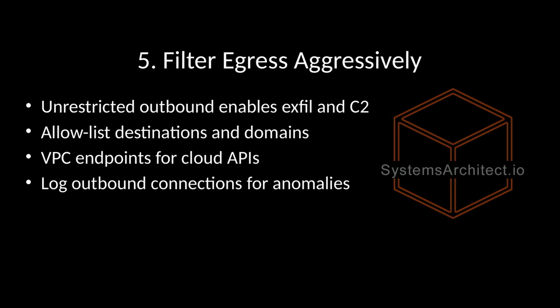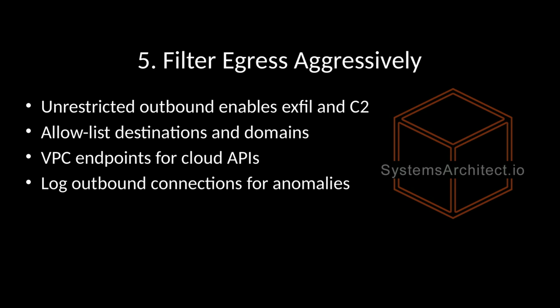Allow only needed destinations. Use VPC endpoints for cloud services. Put external APIs behind an allow list proxy or cloud firewall. Block casual SMTP, open DNS except to your resolver, and SMB. Log outbound connections for anomalies.